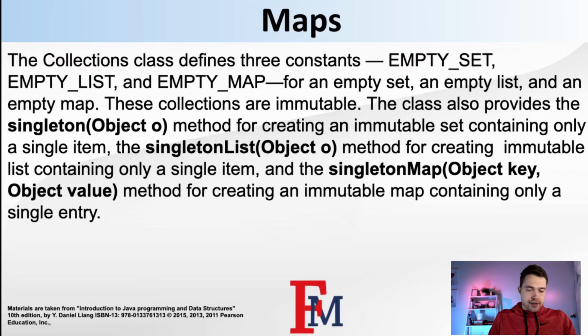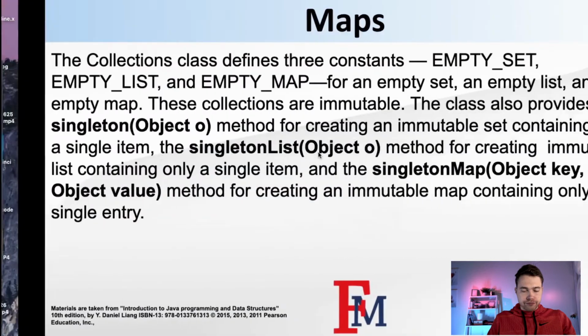The class also provides singleton object, singleton list object, and singleton map, which creates an immutable map containing only one single entry. I hope that makes sense. What else?